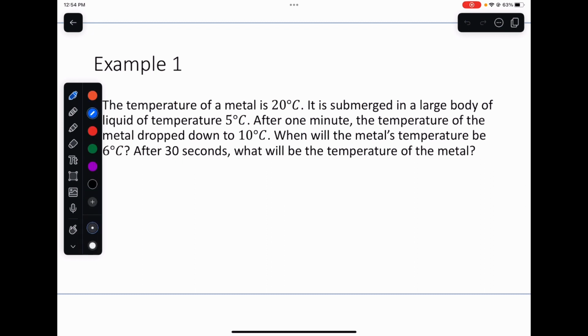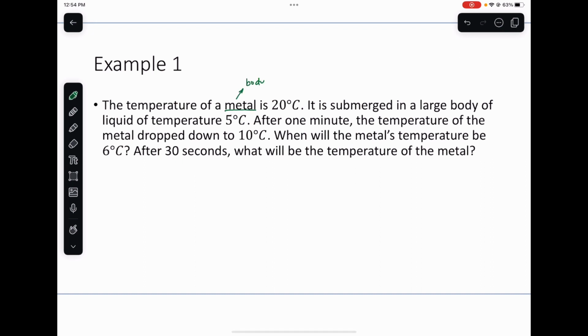We have to take note here: what is considered to be the body? In here we have a metal, which is submerged into a large body of liquid. Therefore the metal corresponds to the body that we are referring to, and the environment or the medium where the body was submerged would be the body of liquid.